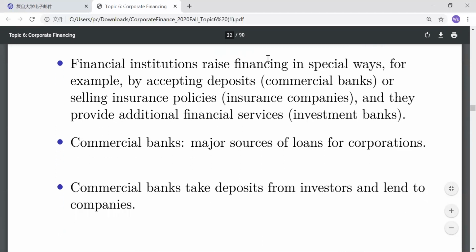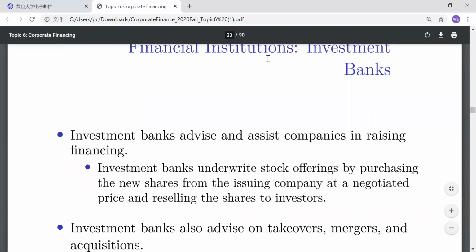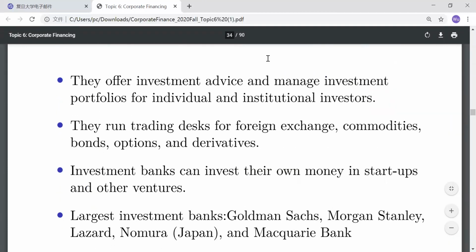And for commercial banks, they provide a major source of loans for corporations, right? And also commercial banks take deposits from investors. For investment banks, they advise and assist companies in raising financing. For example, they underwrite stock holdings, right? Essentially they buy new shares from the issuing company and then resell the shares to investors, right? Also, they provide advice in takeovers and acquisitions.